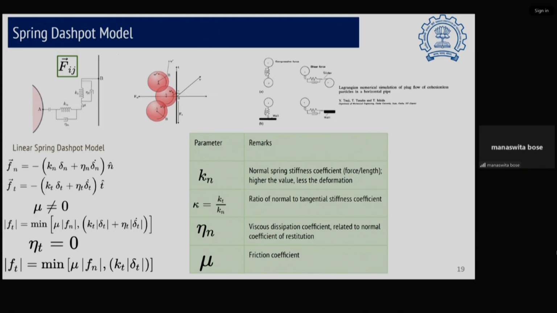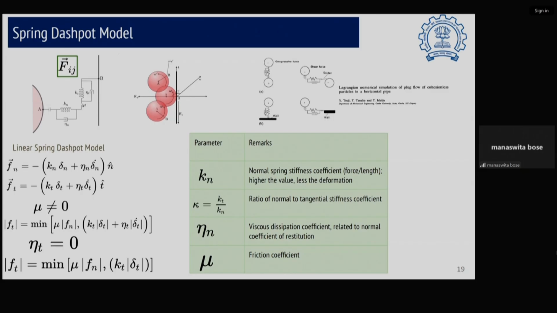So what are the parameters that we have to define here? To determine the normal force, we have to define the spring stiffness constant and this viscous dissipation coefficient. Okay. Now let us understand the meaning of it. So suppose the spring stiffness constant is very high, what does it mean?